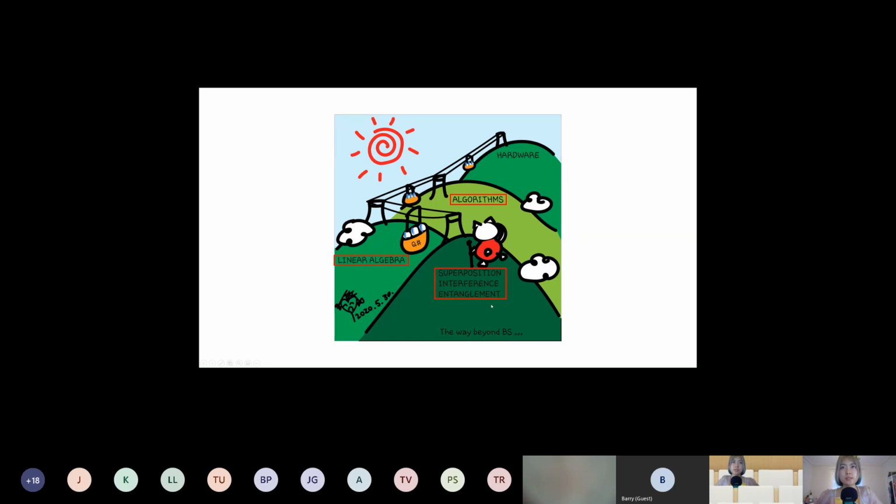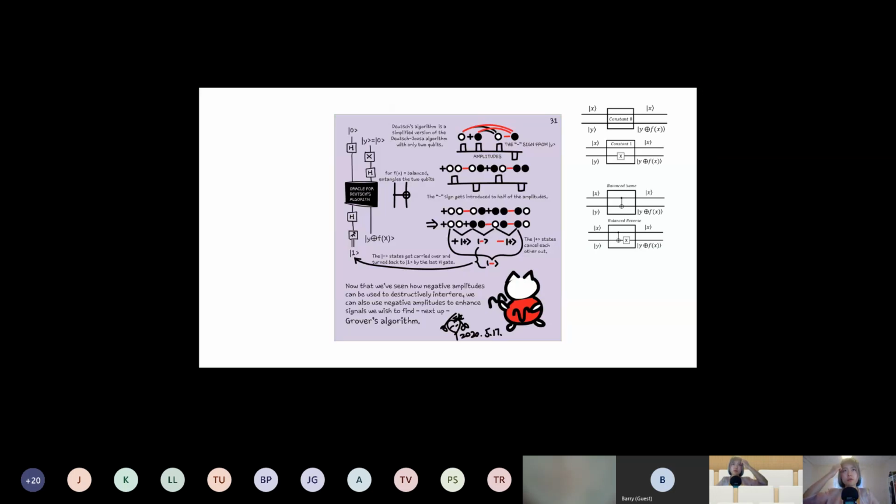If we put entanglement and interference into the same algorithm and use all of these behaviors from quantum computing, that can be very interesting and powerful. So today we are going to look into a particular algorithm called Grover's algorithm. Before that, I have this reminder here.